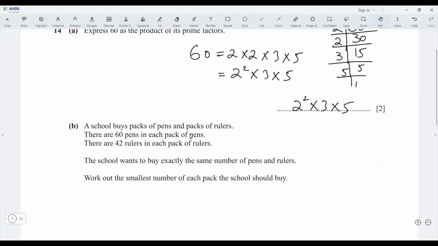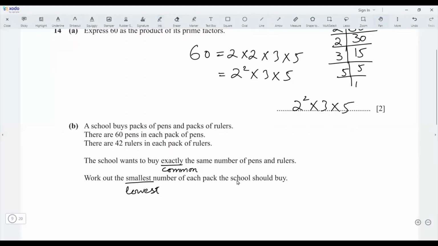A school buys packs of pens and packs of rulers. So there are 60 pens in each pack of pens, and similarly 40 rulers in each pack of rulers. The school wants to buy exactly the same number. Exactly means we have to find the common thing. What's the common thing? The same number of pens and rulers. Work out the smallest. What does smallest mean? Smallest is basically a synonym of lowest, and this thing tells us common. So lowest and common represent the lowest common multiple. This is the hint we have to use.